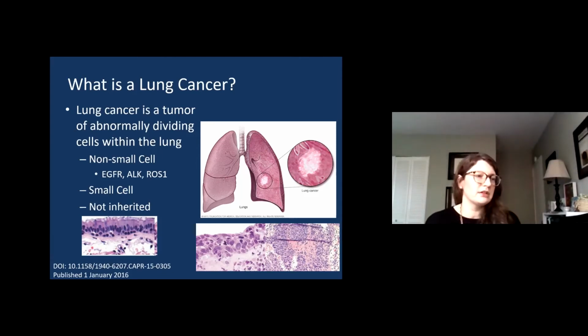On the left, there's a collection of cells that show normal lung cells. They're well organized with small purple nuclei and some staining. And on the right bottom, under the lung cancer picture, you can see disorganization of these cells. And this is what a cancer looks like under the microscope.